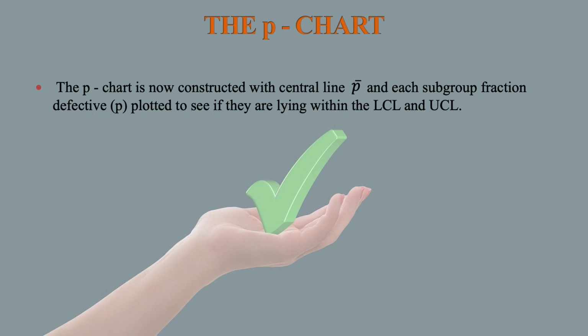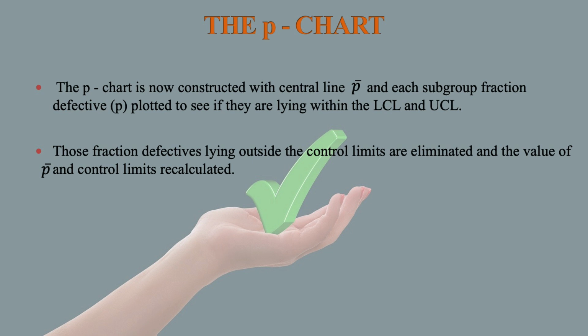The P chart is now constructed with center line P bar and each subgroup fraction defective P plotted to see if they are lying within the lower control limit and upper control limit. Those fraction defectives lying outside the control limits are eliminated and the value of P bar and control limits recalculated.